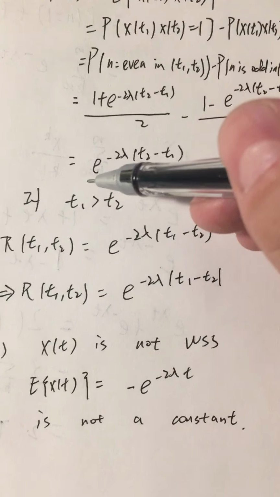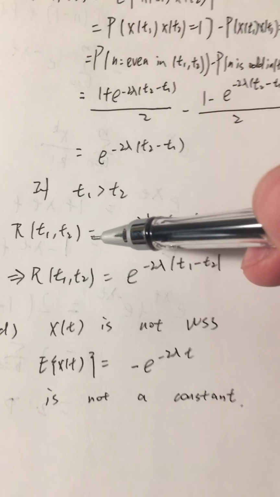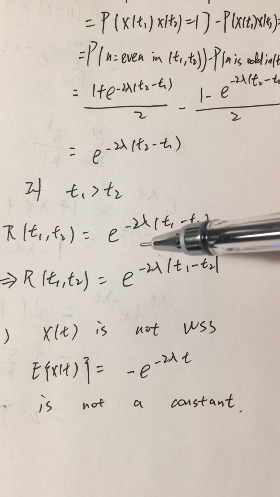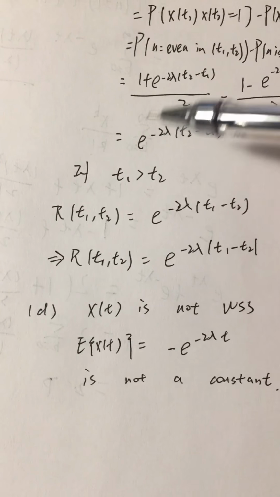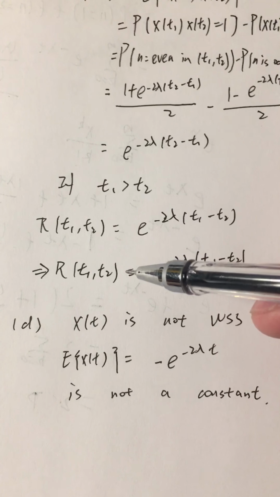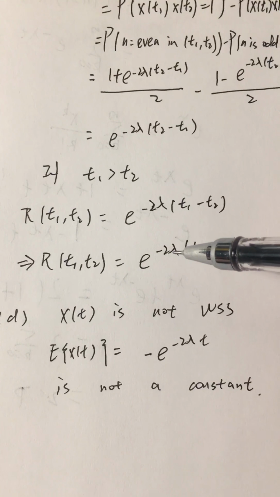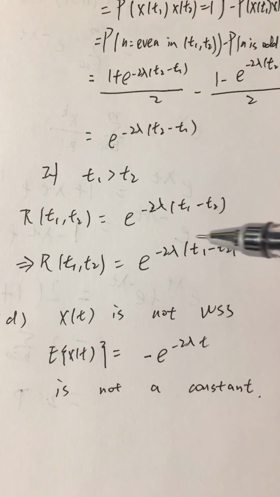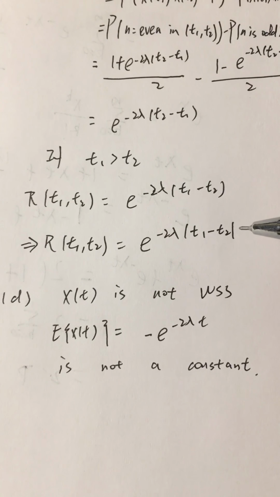As for t1 larger than t2, we get the autocorrelation function is this, and we sum this result up, so we get the autocorrelation function equals e to the power negative 2 lambda times the absolute value of t1 minus t2.